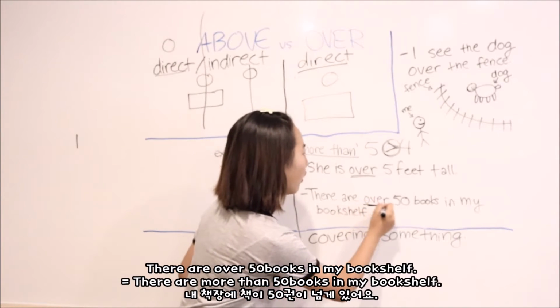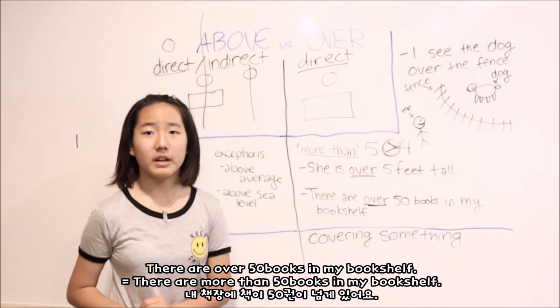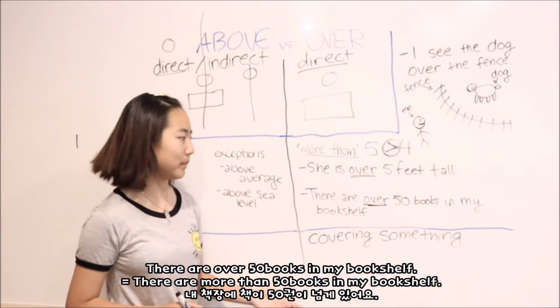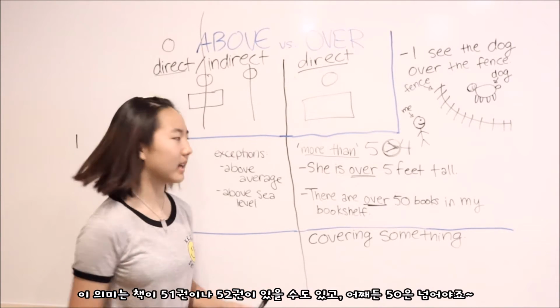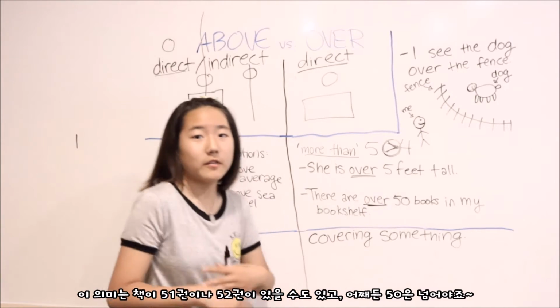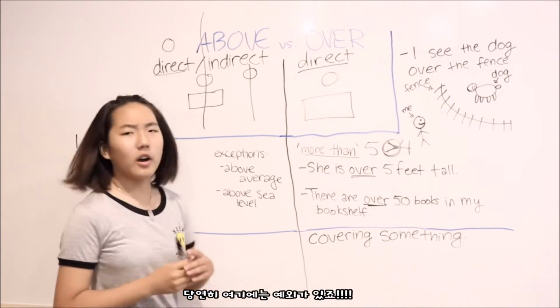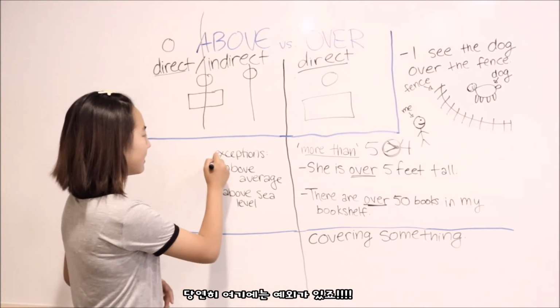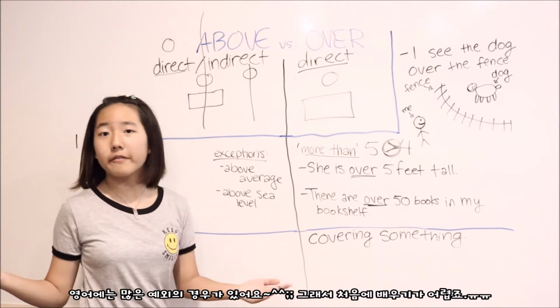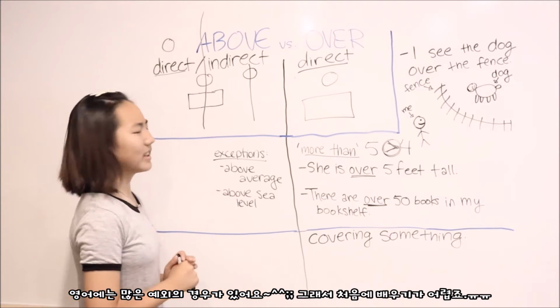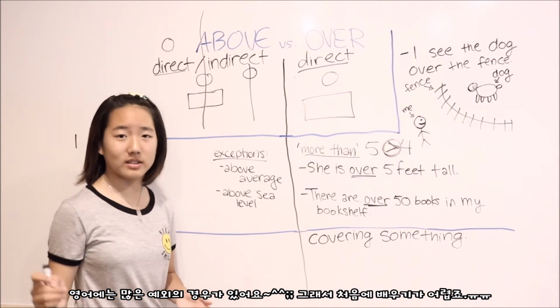Next, there are over 50 books in my bookshelf. There are more than 50 books in my bookshelf. And that just means that there could be 51, 52, it just has to be more than 50. Of course, there are some exceptions. A lot of things in English have exceptions. That's why it's kind of hard to learn at first.